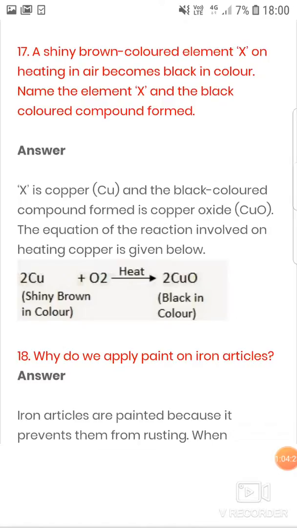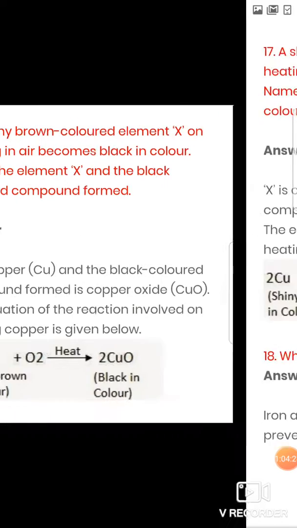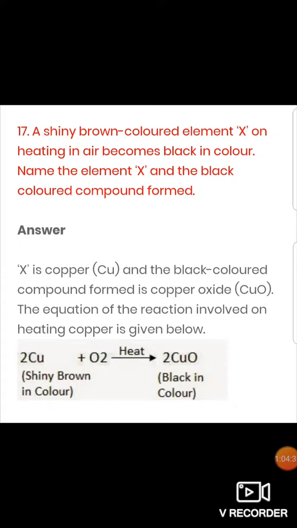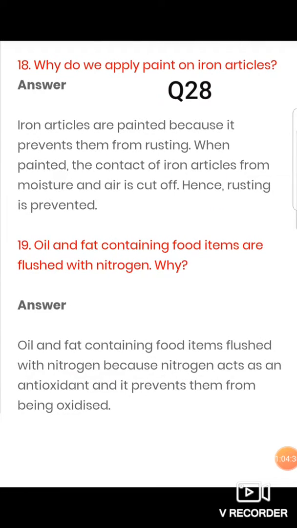Why do we apply paint on iron articles? Iron articles are painted because it prevents them from rusting. Why do we paint iron articles? Iron articles are painted because it prevents them from rusting. When painted, the contact of iron articles with moisture and air is cut off, hence rusting is prevented.